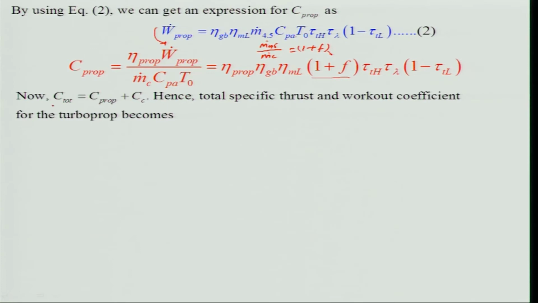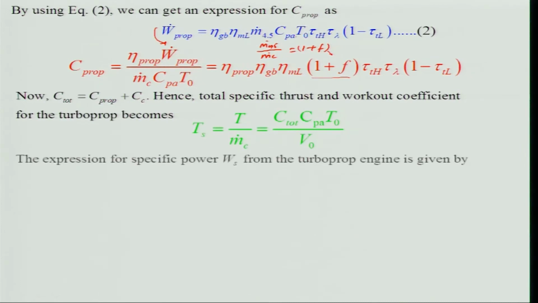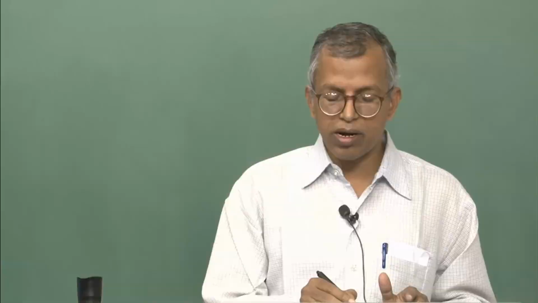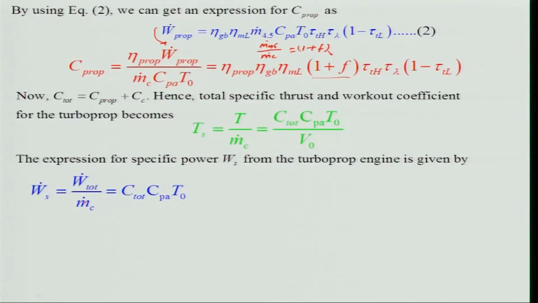Hence the total power coefficient will be equal to C prop plus C c. Then the total specific thrust and work out coefficient becomes T s equal to T divided by m dot C, which is C total Cpa T naught divided by V naught. The expression of specific power will be W dot total divided by m dot C. Keep in mind that in a turboprop engine we are always dividing by the mass flow rate through the core engine. So that is nothing but C total Cpa T naught.